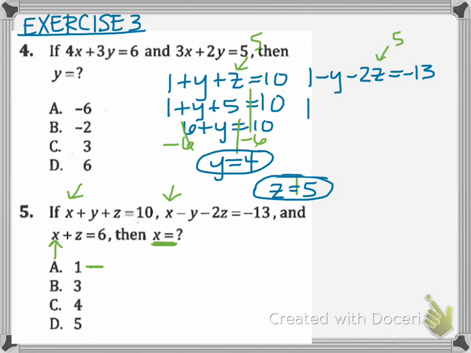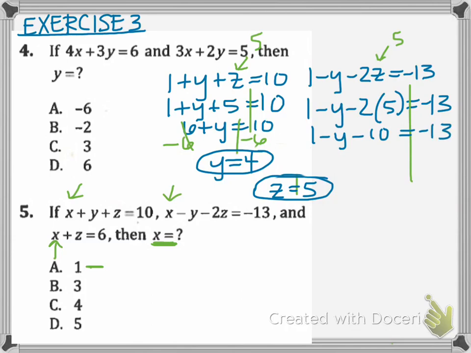So in the other equation, we've got 1 minus y minus 2 times, instead of z, we're putting 5, equals negative 13. To simplify, negative 2 times 5 is negative 10. So I've got 1 minus y minus 10 equals negative 13. I can go ahead and combine the 1 and the negative 10. 1 minus 10 is negative 9, minus y equals negative 13. Then to get the y by itself, I want to move that minus 9 over by adding it to both sides.